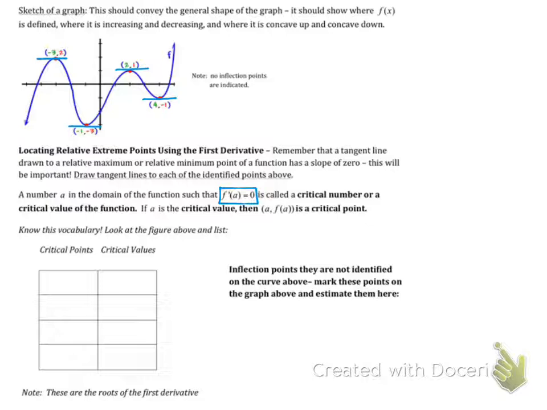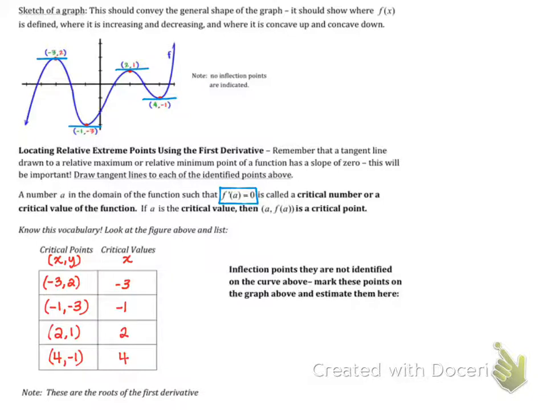So everywhere I just drew a tangent line, those are the critical values or critical points depending how you group them together. So a critical point is going to be your x comma y, and a critical value is just the x value. So if you look at the graph above, we have a critical point at (-3, 2), (-1, -3), (2, 1), and (4, -1). So then you go back and you just list all those x values, and those are the critical values in terms of x.